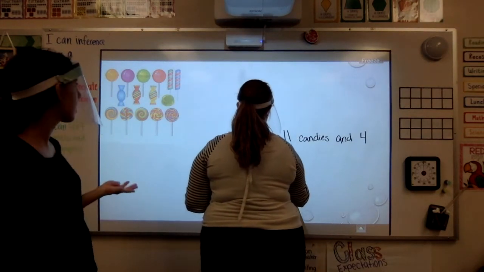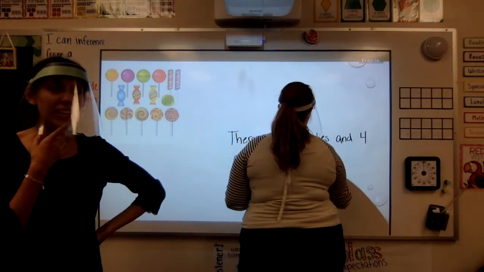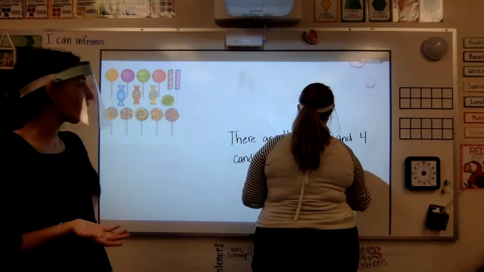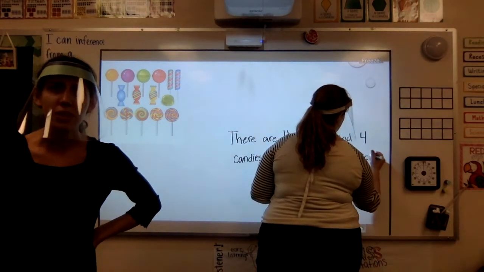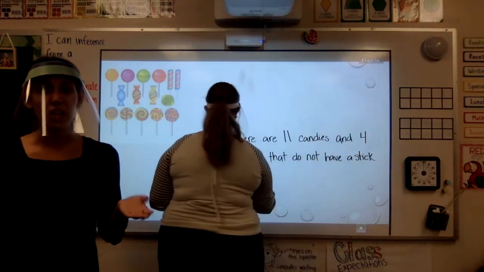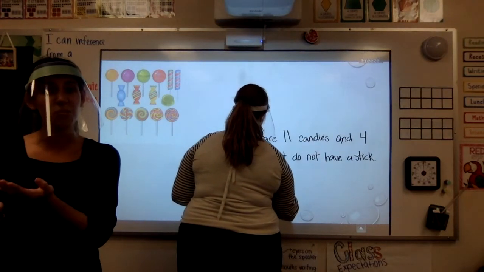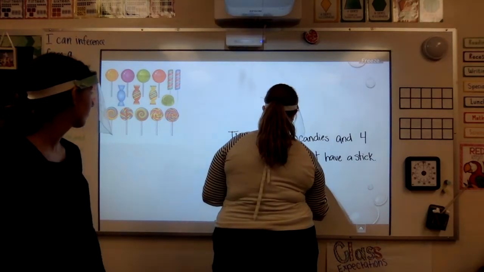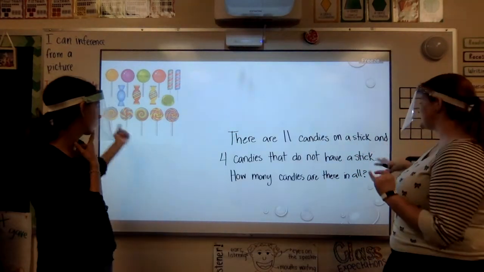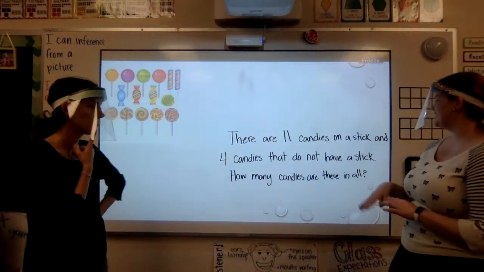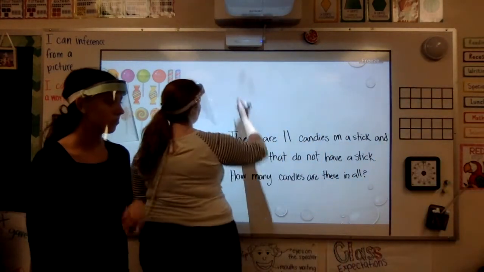And of course, we have to come up with a question for our reader to solve for. So I could say, how many candies are there in all? And in all, it's going to let our reader know that they're looking for the sum. So they're going to have to add two numbers together to get the sum or the end result for their problem. Okay, here's our problem. There are 11 candies on a stick and 4 candies that do not have a stick. How many candies are there in all?